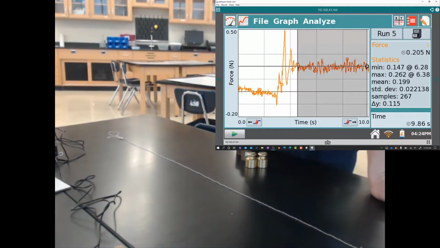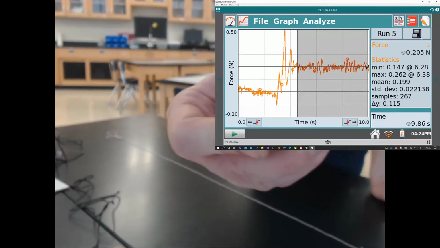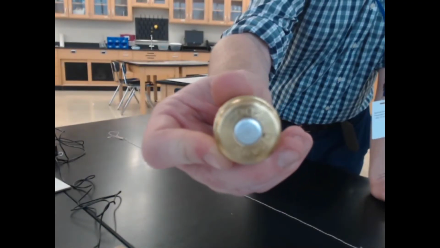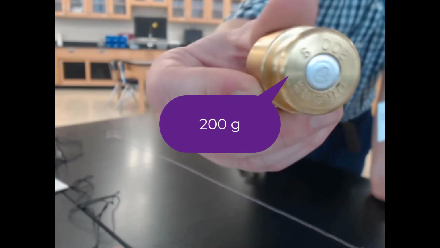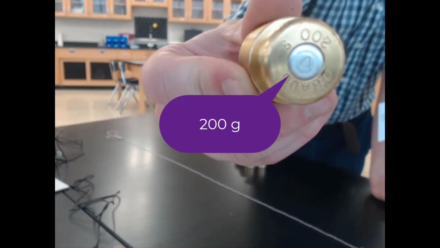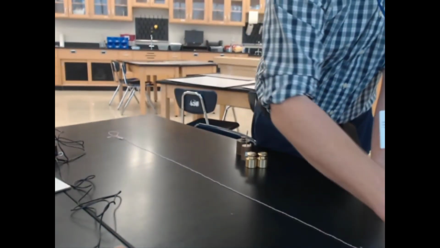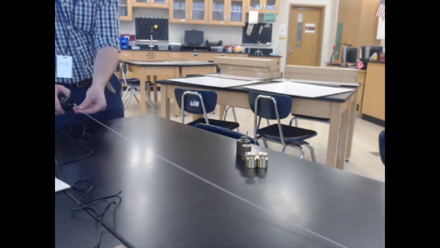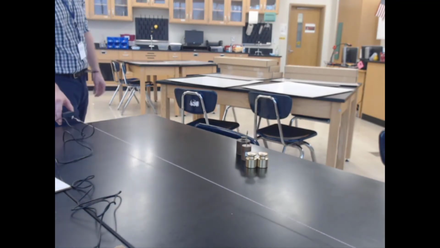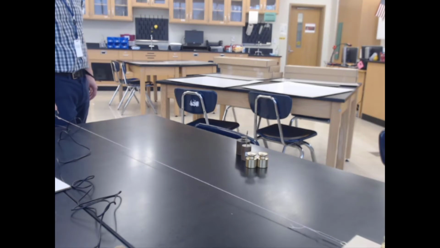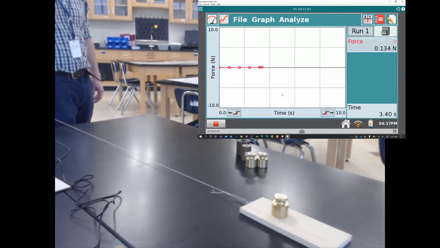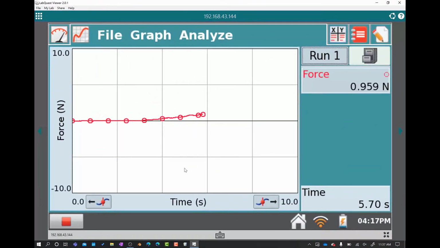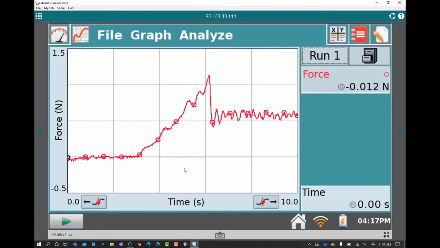All right, now I still have my block, but now I've added this single mass on top of it. There you go, you can see how much that is. It should be 200 grams plus the mass of my block. And here we go. We'll give it a pull at a constant speed. There it is. Here's 200 grams plus the mass of the block. Constant speed, horizontal.